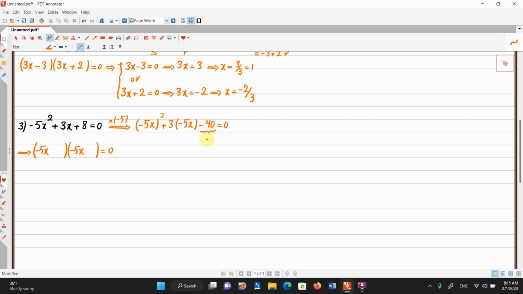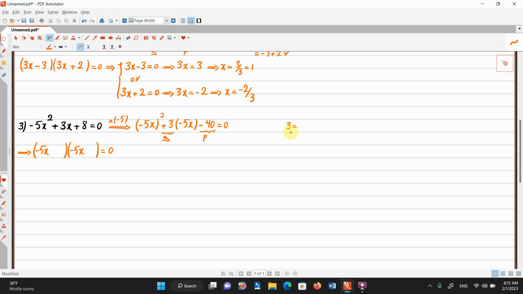This negative 40 stands for product and this 3 stands for sum. Since product is negative, the two numbers we are looking for will be positive and negative. One positive, the other negative. And since their sum is positive, this sum should be written as the sum of a positive and a negative number.